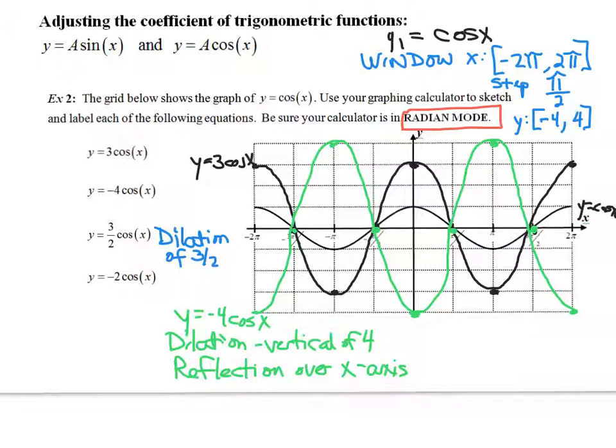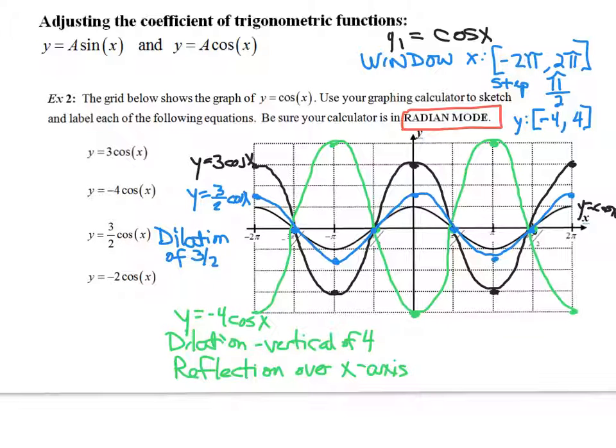So I'm taking my original graph, and every place I had a 1, I'm now going to have 1 1/2. Every place I had a 0, I'm going to be back at 0. Every place I had a negative 1, I'll be at negative 3/2, and continuing on along the curve. So connect. And you're going to want to label your blue graph y equals 3/2 cosine x.